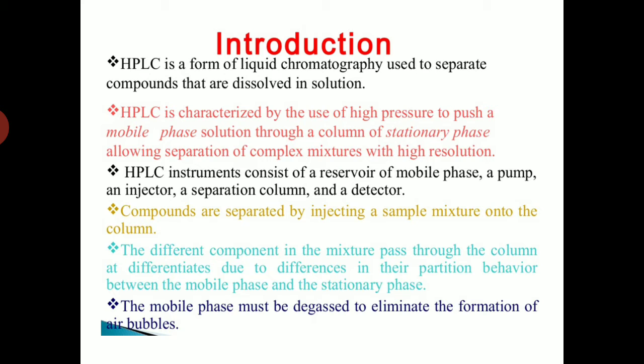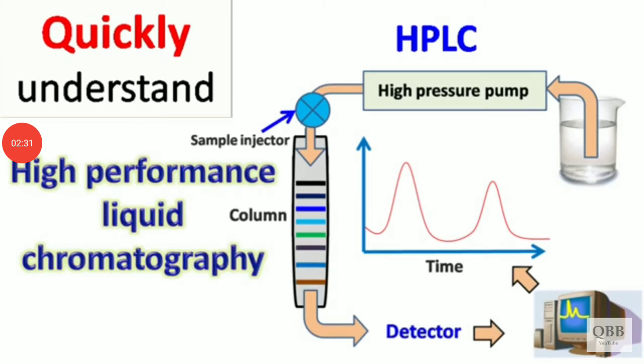The mobile phase that you use here must be degassed, just to eliminate the formation of gases and air bubbles. So let us quickly understand how HPLC works, what the different components of HPLC are, the different types of HPLC chromatographic methods, and we will see in short the different types of detectors used in HPLC.